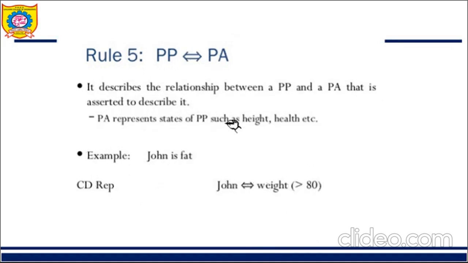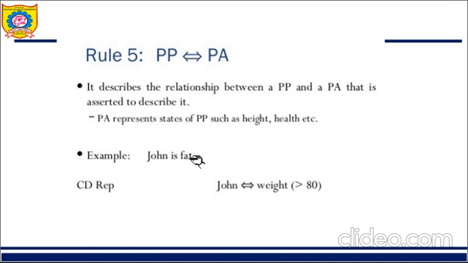Further, PP, PA. Now what is PP again? Picture producer. What is PA? Picture aider. This is used to describe the relationship between PP and PA that is asserted. In short, I want to say some property of PP. If I want to say something about this PP, then we use this fashion.